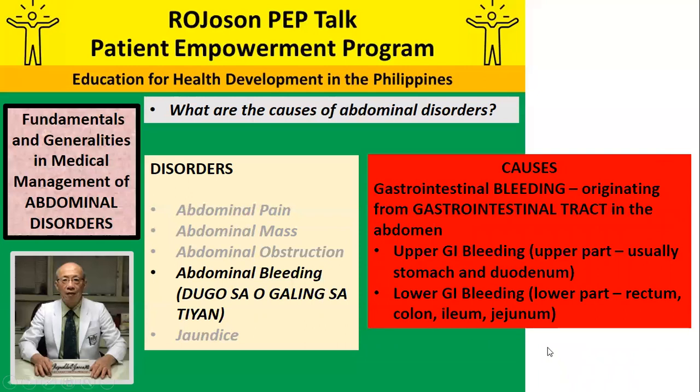So there are two general categories of gastrointestinal bleeding. One is called the upper gastrointestinal bleeding, which just means it comes from the upper part of the gastrointestinal tract, usually from the stomach and duodenum. And the lower GI bleeding comes from the lower part of the gastrointestinal tract. Usually, examples would be coming from the rectum, colon, ileum, and jejunum.